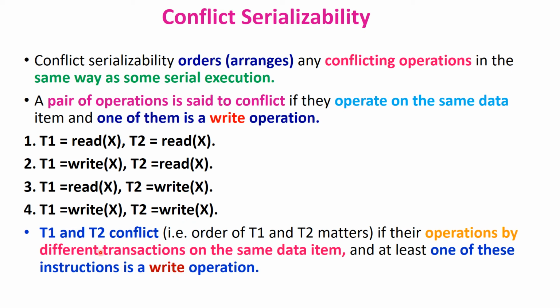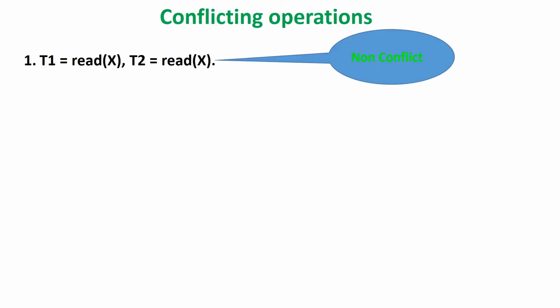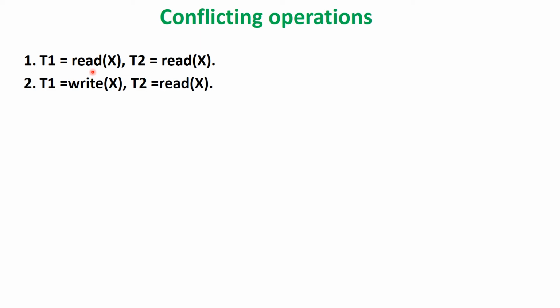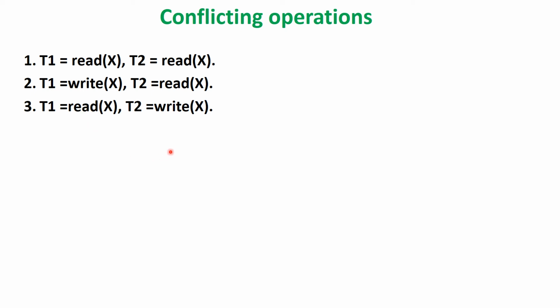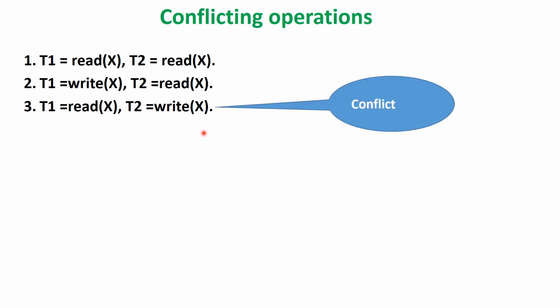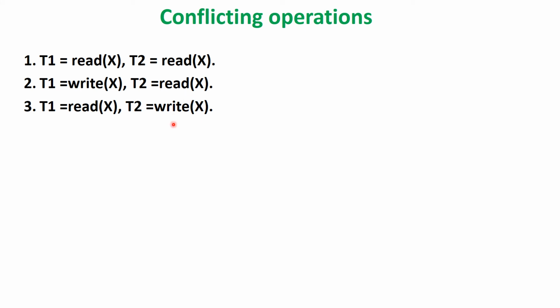So T1 and T2, now we can say it's a conflict, because the order of T1 and T2 should be serialized to avoid the conflict, so that these operations can be executed concurrently. Once again, since these two are read operations on the same data X, even though they are in two different transactions, there is no conflict. But here T1 is a write operation followed by a T2 read operation on the same data, so it is a conflict. The third one, T1 is a read operation and T2 is a write operation on the same data, is also a conflict because one of them is a write operation. And here both could be write operations on the same data. This is also a conflict.